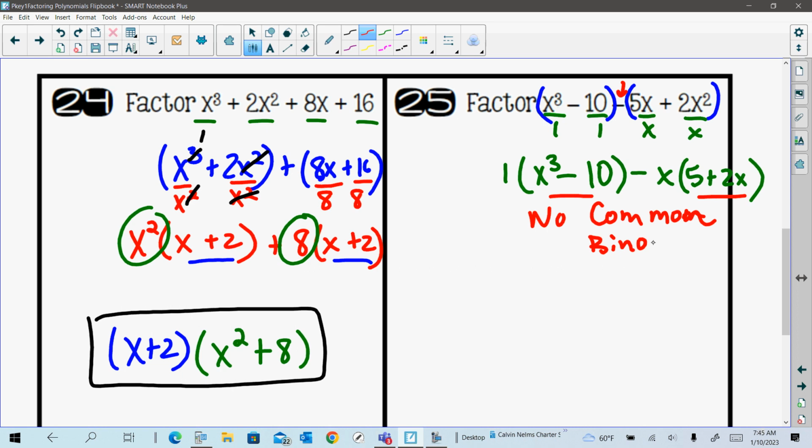So now we have to check the order of our terms. I need to make sure that any polynomial, trinomial, whatever type, is in order from highest to smallest. So we need to put it into standard form. Just go high to low.